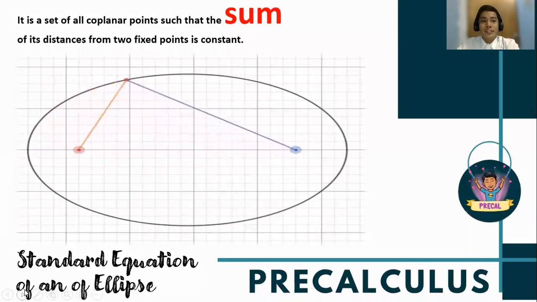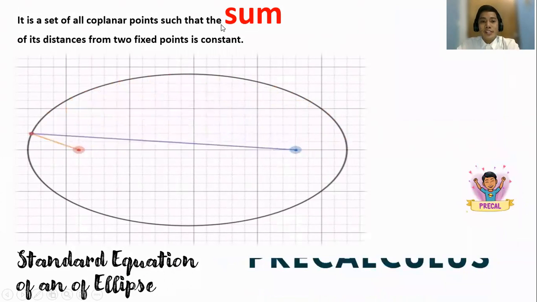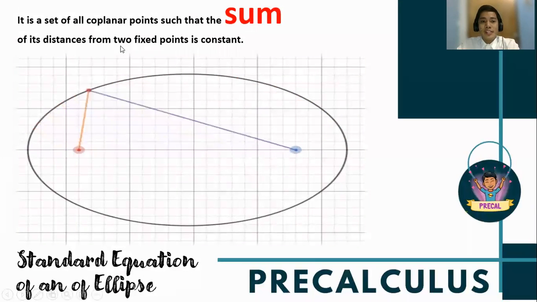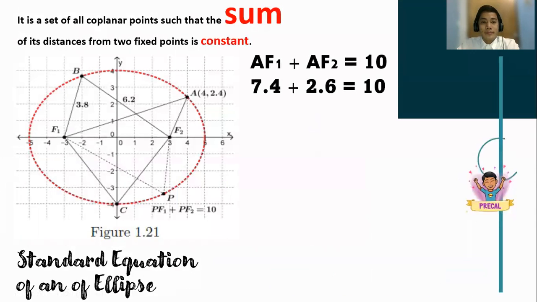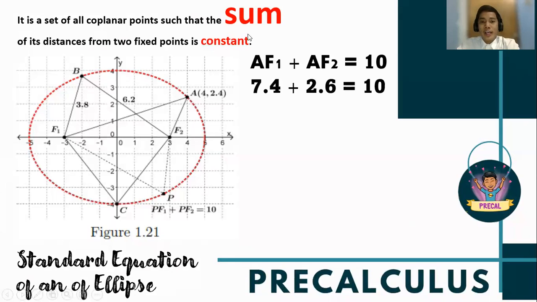Recall the definition of an ellipse in two-dimensional form. It is a set of coplanar points such that the sum of the distances from two fixed points is constant. Observe the highlighted word, the sum. I also highlighted the word constant.